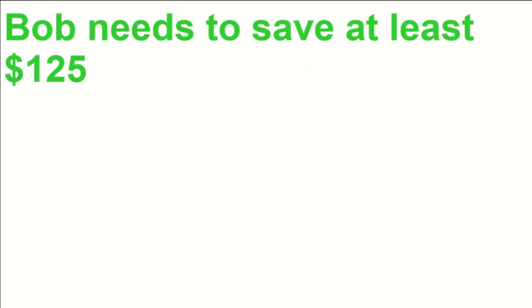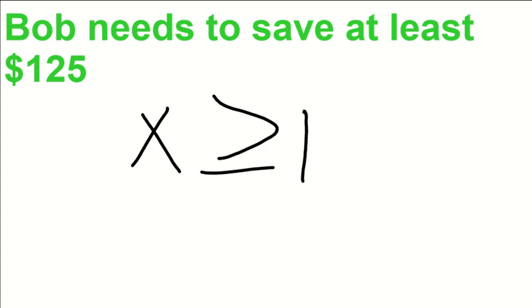Bob needs to save at least $125. Get the inequality. You should have a variable, an inequality sign, and a number. Try it. What you got? All right, so she said x is greater than or equal to 125. Any variable would be good since it didn't specify.